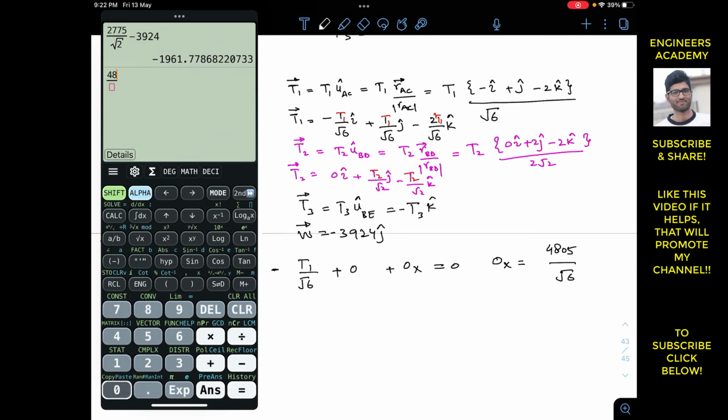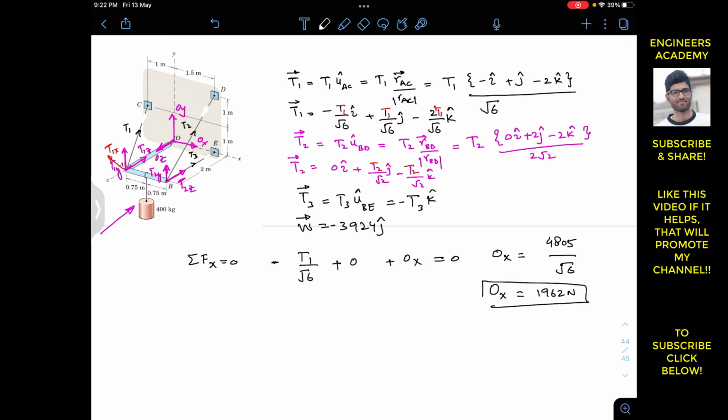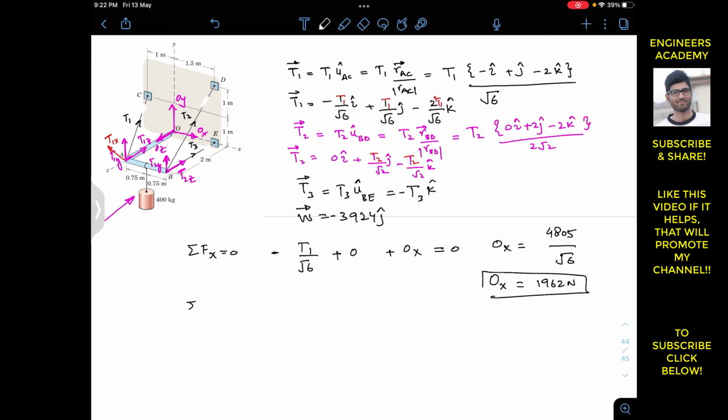So OX is 4805 divided by square root 6. So this gives us OX equal to 1962 newtons. Similarly, if we apply the summation of forces along the y-axis equal to 0, that will be equal to 0 as well, since the system is in equilibrium.